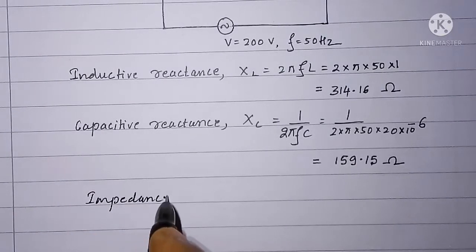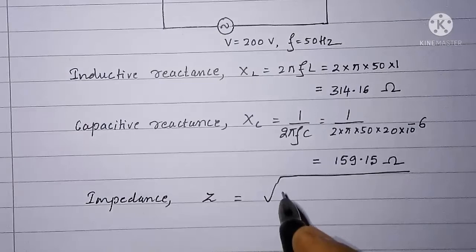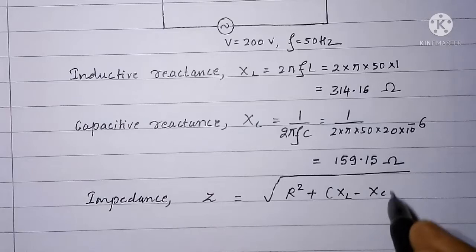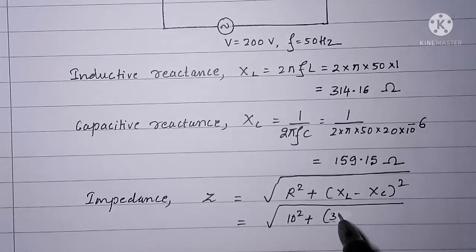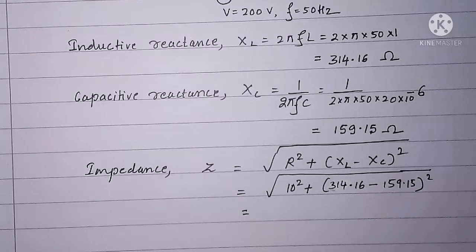Impedance Z is equal to under the root R square plus (XL minus XC) whole square, that is equal to under the root 10 square plus (314.16 minus 159.15) whole square. On simplification, impedance becomes 155.33 ohms.